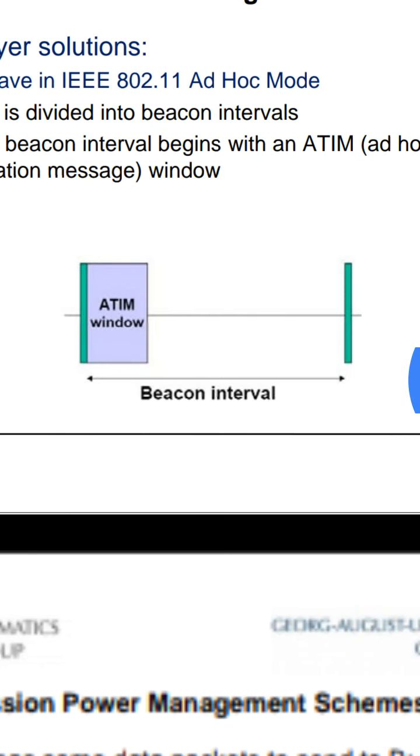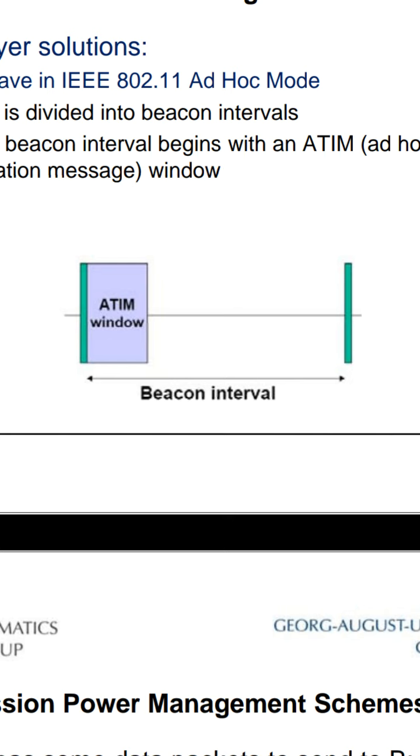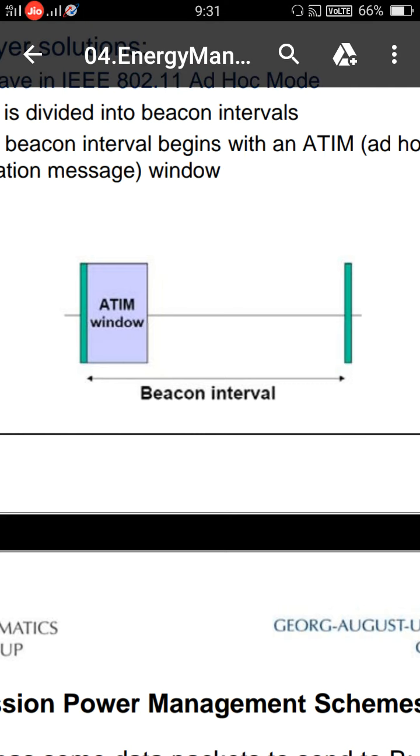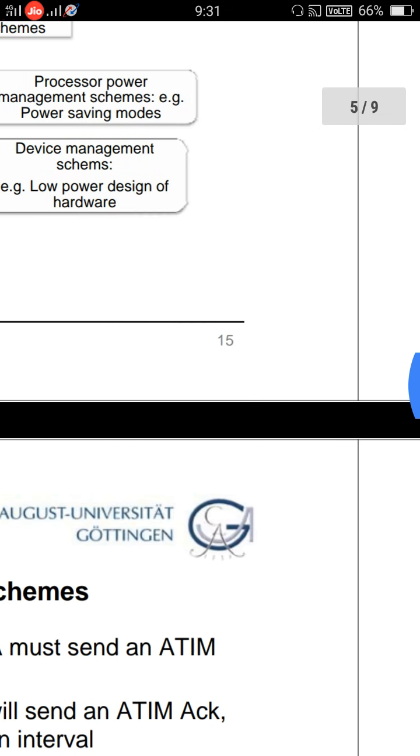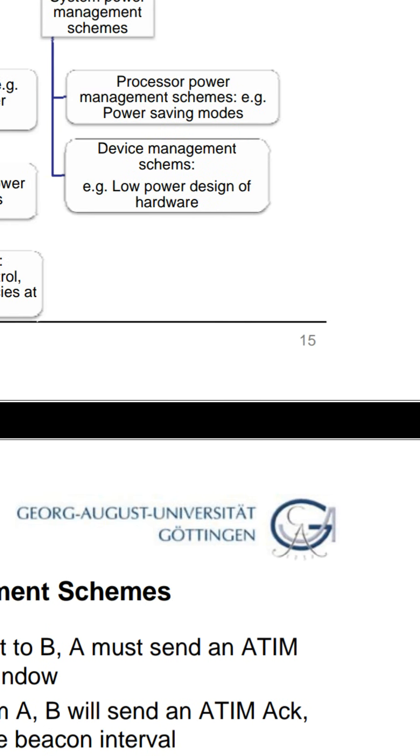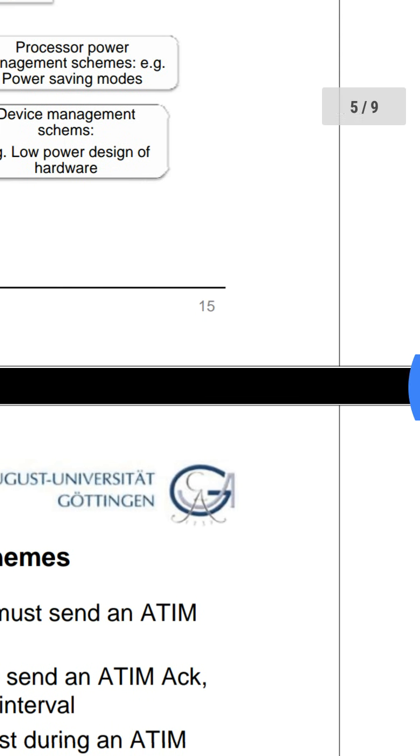Before transferring the data, first the ATIM window is transferred. This window is used to check whether the receiver is ready and will properly receive the data. If the sender sends data and the receiver does not receive it, power is wasted unnecessarily. So the ATIM window is synchronized between the sender and receiver while transmitting the data, and by sending the ATIM window we can save power.